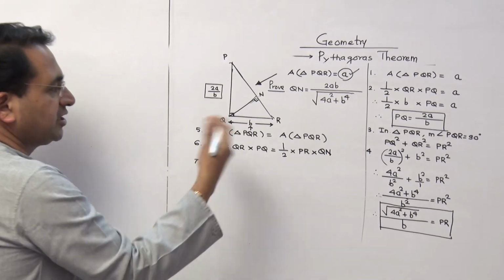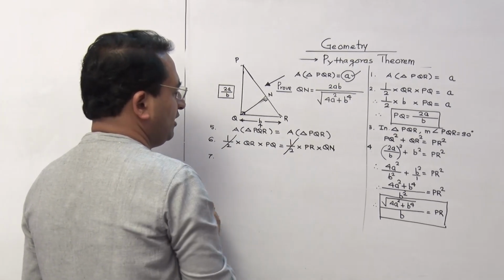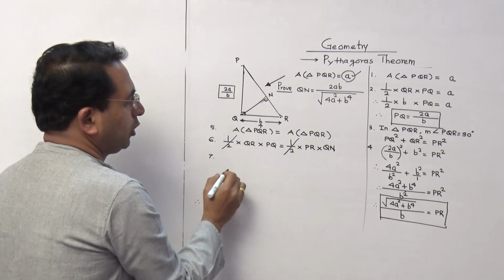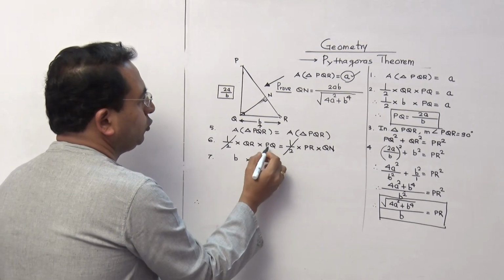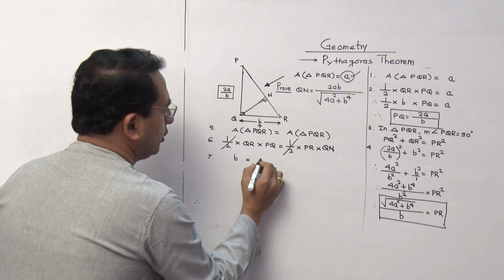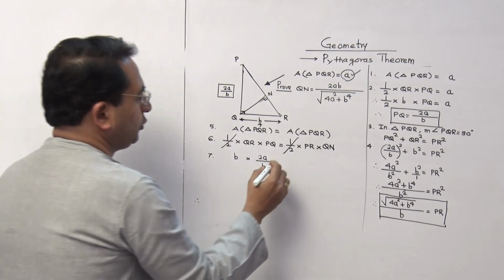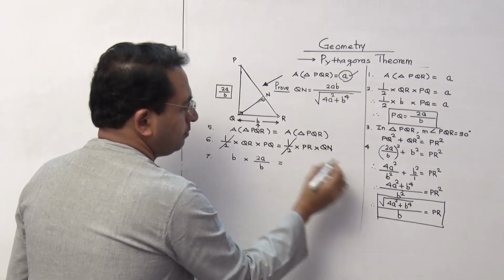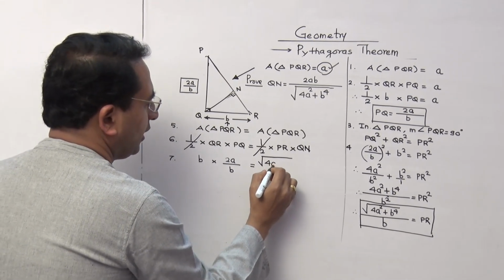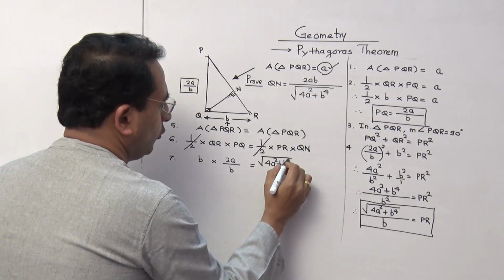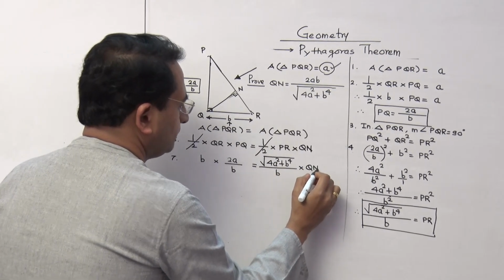Now what should we write? Reason as 1 upon 2 base into height. Now what will get cancelled? This half will get cancelled from both ends. Now QR, QR is known to you or not? That is b, multiplied by PQ. PQ is nothing but what? 2a upon b. Correct? That is equal to, what will come here? PR. PR is also calculated. Square root of, what should you write? 4a square plus b raised to 4, whole thing divided by b, multiplied by QN.